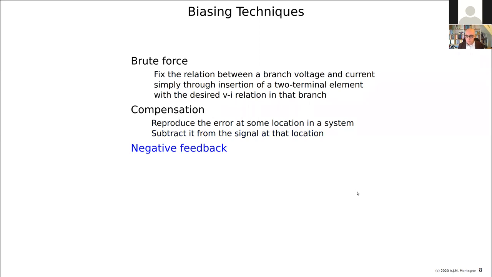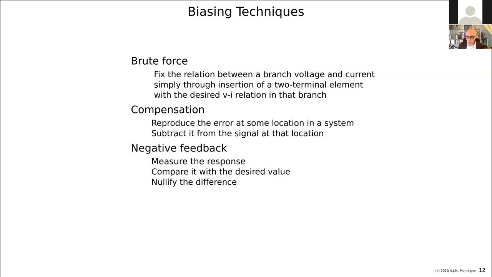Negative feedback. Well, we have dealt with negative feedback in the bachelor course already, so I suppose that you know what negative feedback is. You measure the response, you compare it with a desired value, and you somehow nullify the difference between what you desired and what you have got. So that is negative feedback.